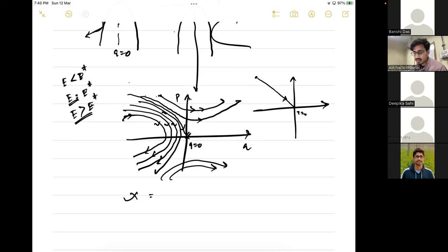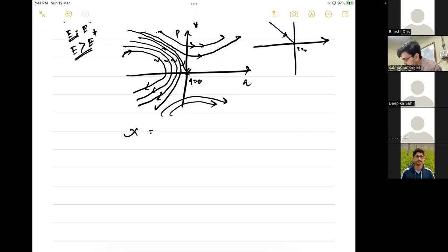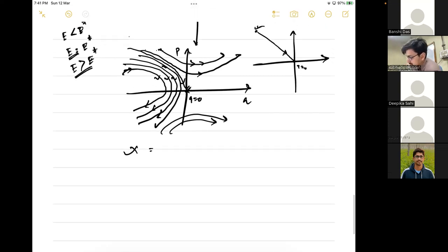You can analytically show this. If you start from here, then to reach this point, it will take an infinite amount of time on the separatrix. So the separatrix actually separates the two kinds of motion, below E dagger and above E dagger. So that's why it is called the separatrix.